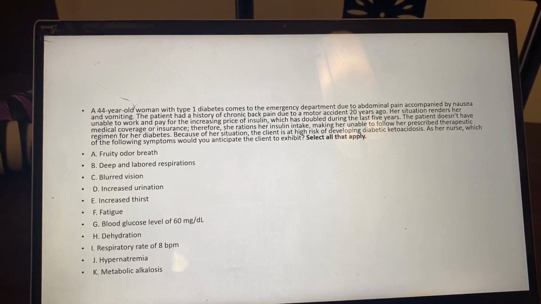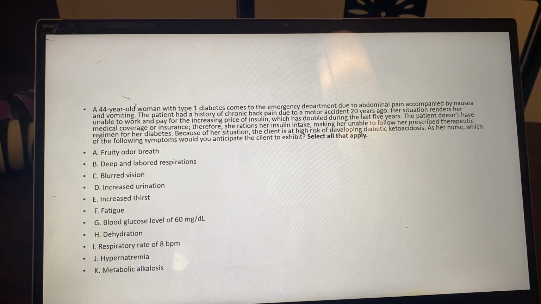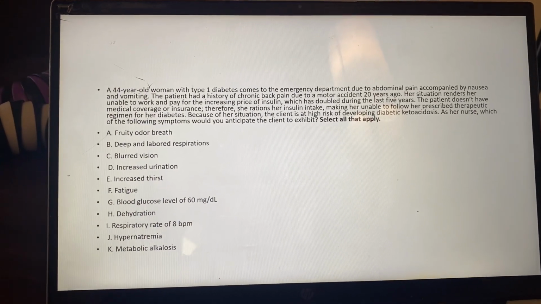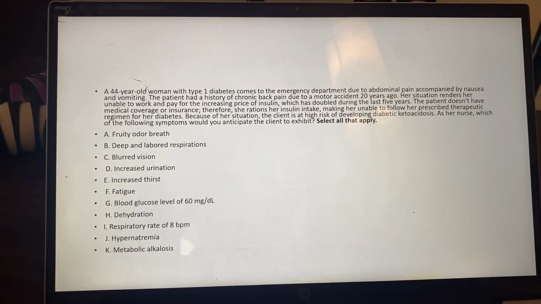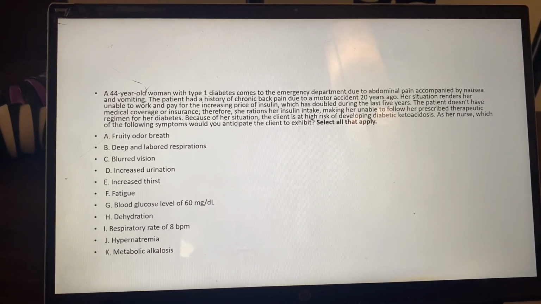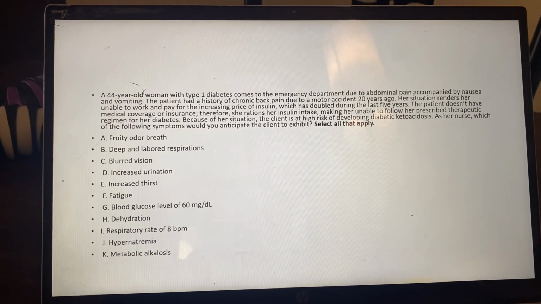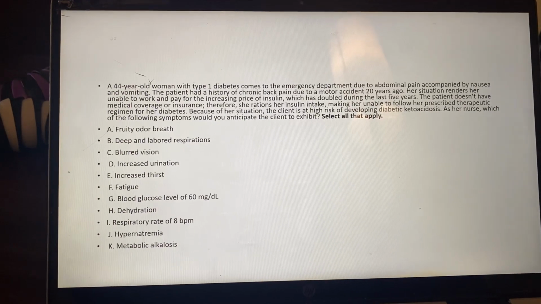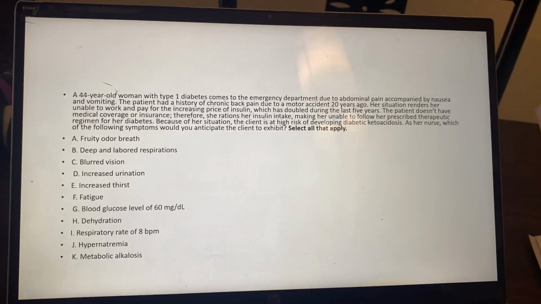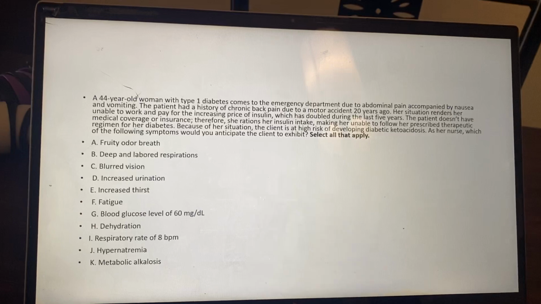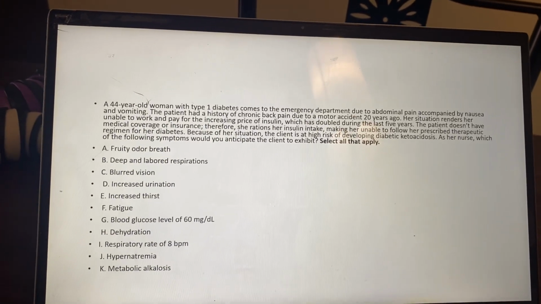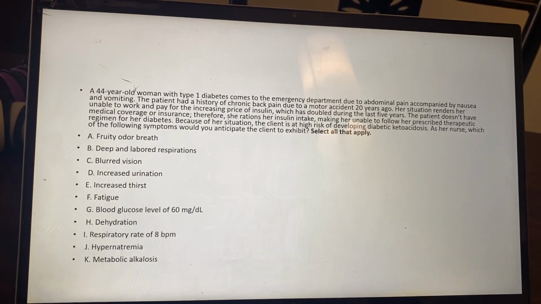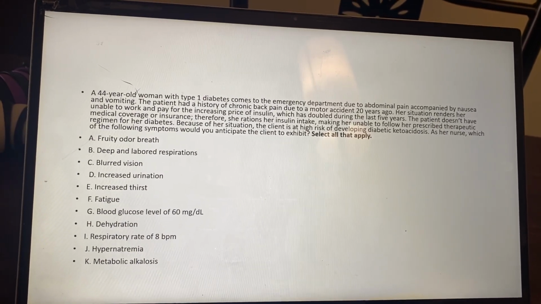We're going to go through these symptoms. Would it be fruity odor breath, deep or labored breathing or respirations, blurred vision, increased urination, increased thirst, fatigue, or blood glucose level of 60 milligrams per deciliter, dehydration, respiratory rate of 8 beats per minute, hypernatremia, or metabolic alkalosis. And so you want to look at these answers here, and you want to go ahead and select your answers, if you will, and pause.